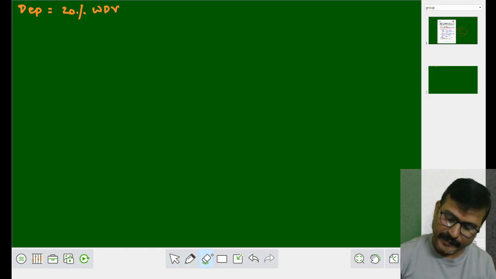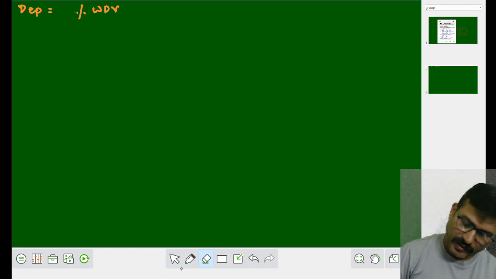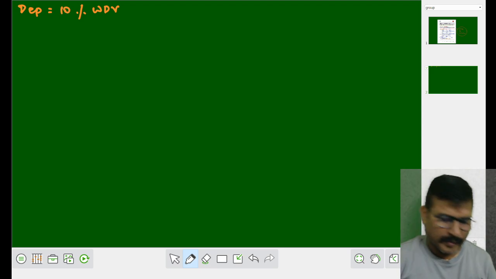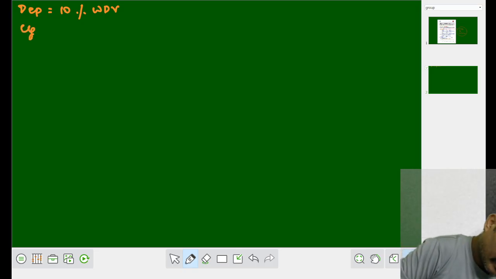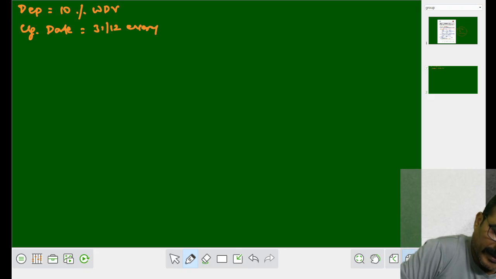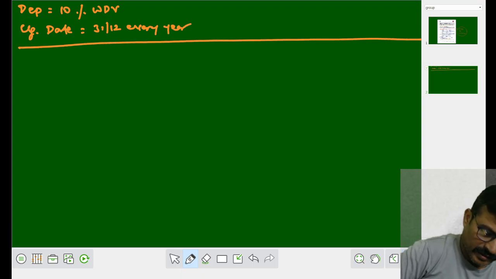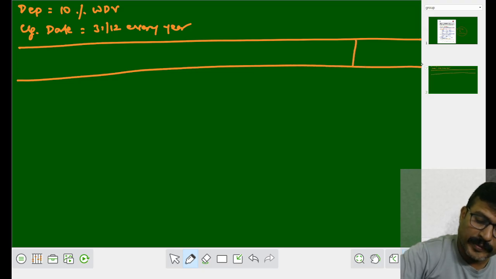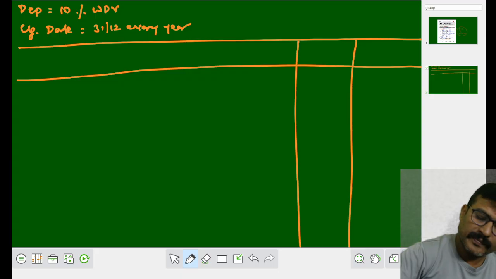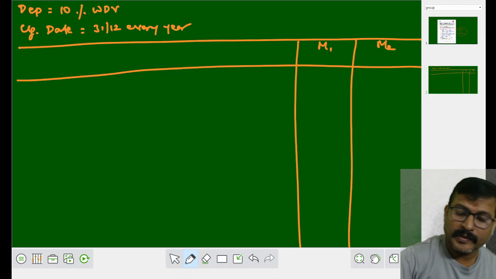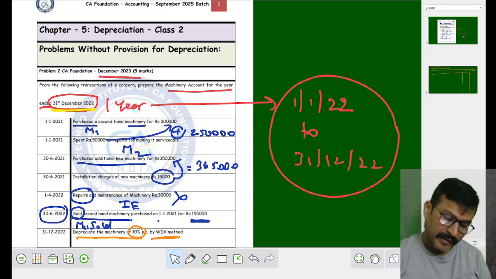It is not 20%, the depreciation is 10% under what method? WDV. Now, when the accounts are closed, closing date 31st December every year. Soon after this, my dear student, you have to prepare a working sheet. How many machines are there? Machine 1, machine 2.